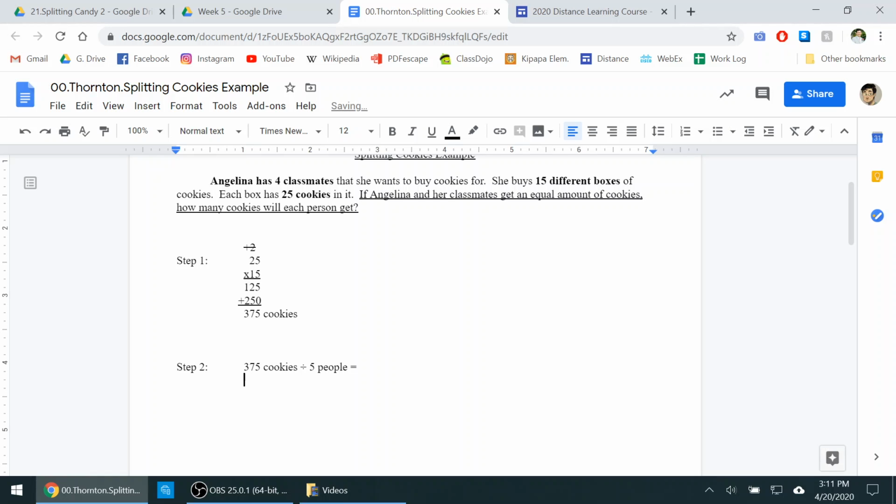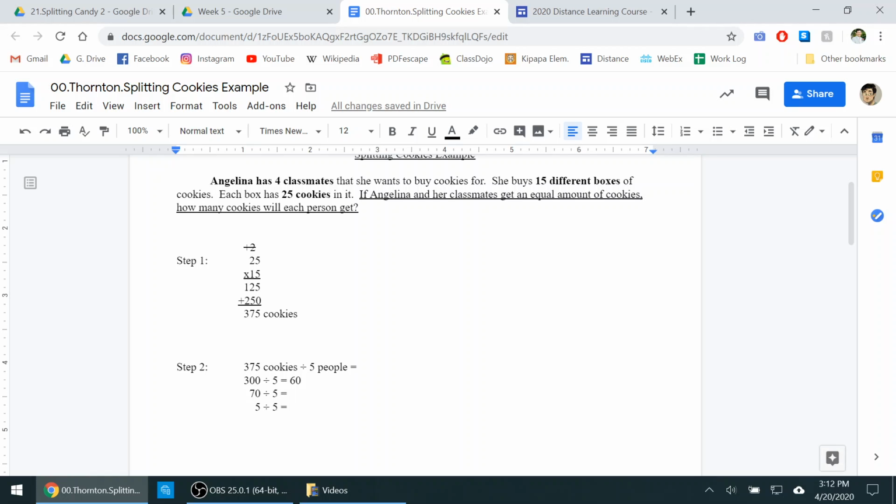Alright, so I could probably break this into 300 divided by 5. Then I could probably do 70 divided by 5. And finally I could do 5 divided by 5. Okay, the reason this would work is because 300 plus 70 plus 5 equals 375. Alright, well, I know that 30 divided by 5 is 6, so 300 divided by 5 must be 60.